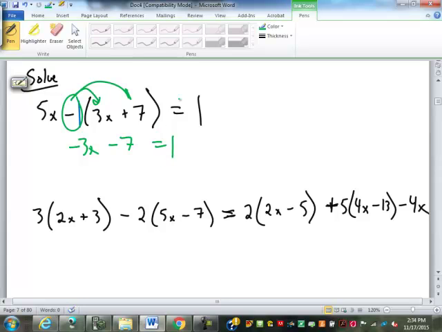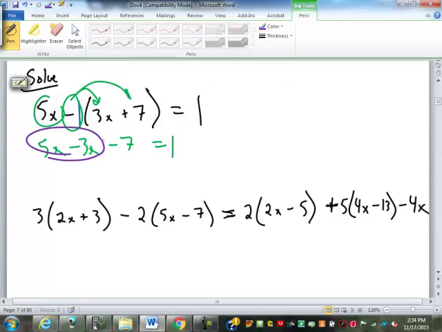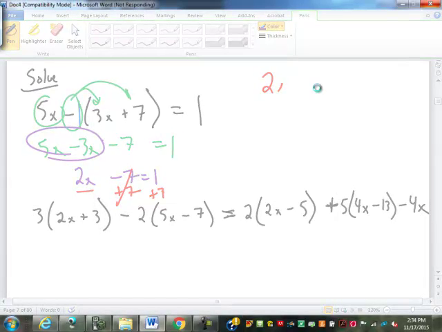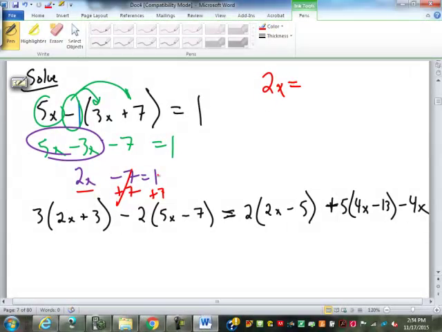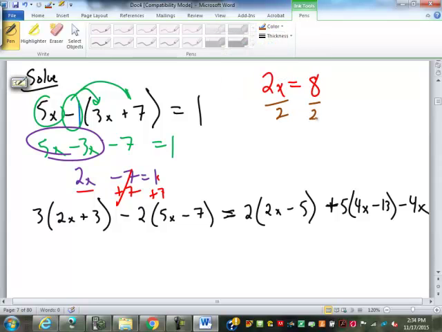What else do we still have to do? We got to bring down the 5x first. Yep. And then we will combine 5x and negative 3x make 2x minus 7 equals 1. And then we add 7. Good. So we've got 2x over here equals 1 plus 7 is 8. And then divide by 2. X equals 4. How many of you had x equals 4? First try? Cool.